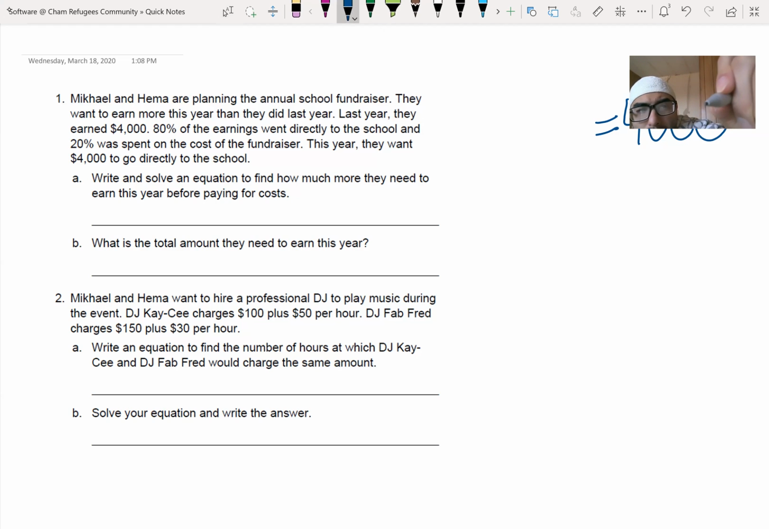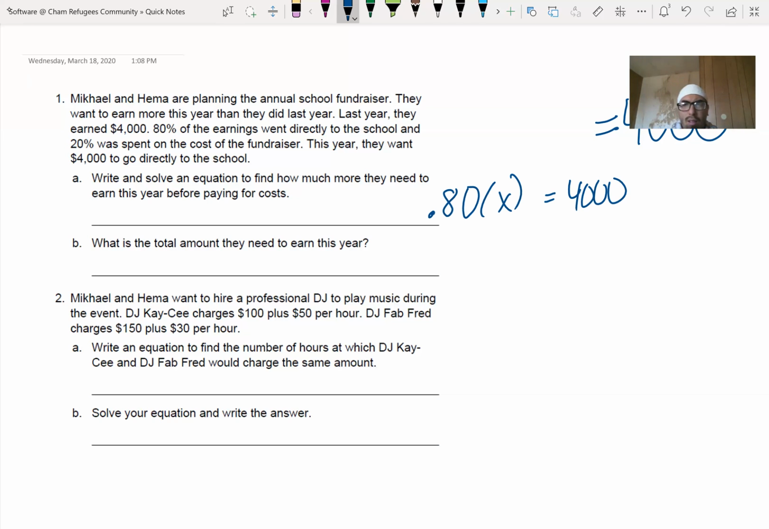So I'm going to do what? It should be 80% of this amount of money should equal 4,000. Isn't that what it is? Because 80% of how much they earn has to go directly to the school. So this is the amount that goes directly to the school, and whatever they make, which we don't know, has to go directly to the school. It wants us to write and solve, so I think that's it. This is just 0.80x equals 4,000.